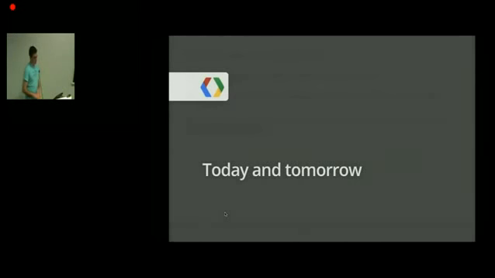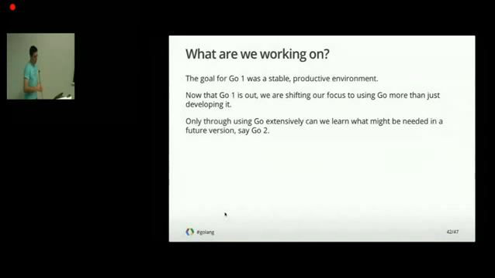So where are we going? The goal of Go 1 was a stable and productive environment for people to work with. And now that Go 1 is out, we're really shifting our focus to using Go more than just developing it. And it's because it's only through using the language and using the stuff that we've built that we'll have a better idea of where to go with Go version 2.